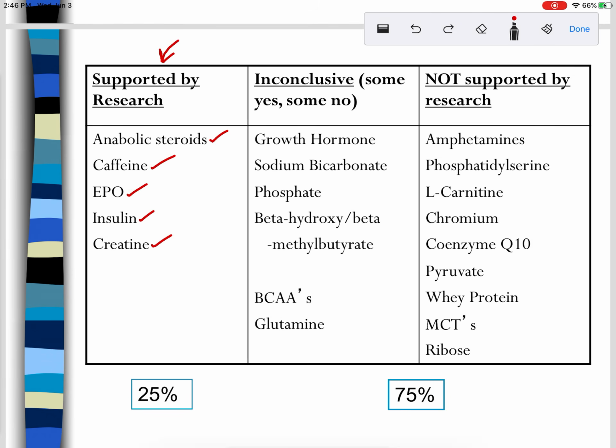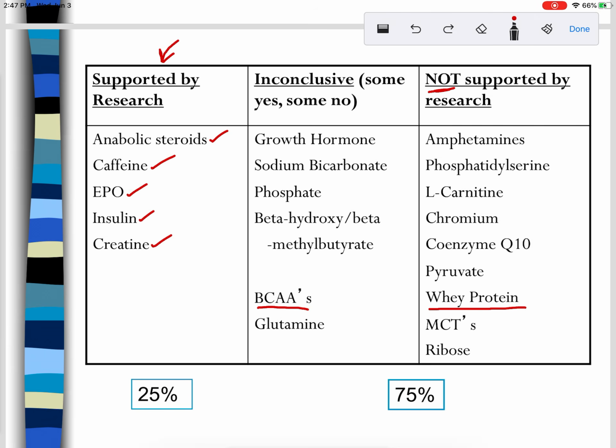Now, the middle category is what we would consider inconclusive. There's some results that say it helps, some results that say it doesn't. So maybe we'll find out later that branched chain amino acids do help with muscle growth, but really there's not a comprehensive body of scientific research in the literature that shows that it works. And then on the right are things that are not supported by research.